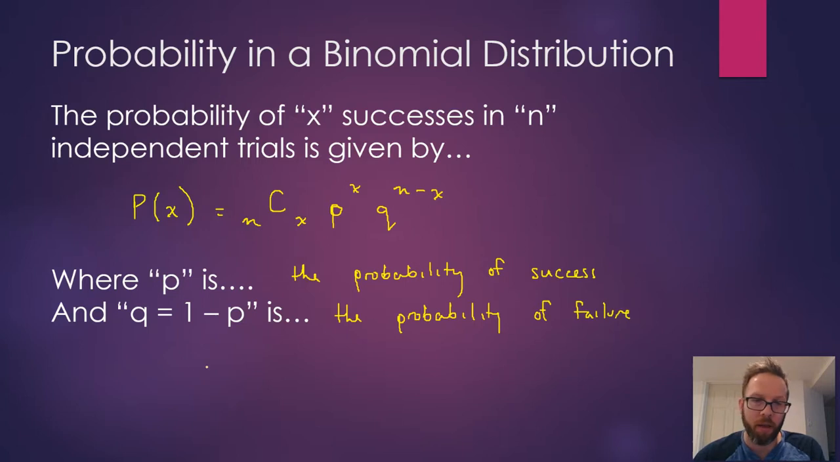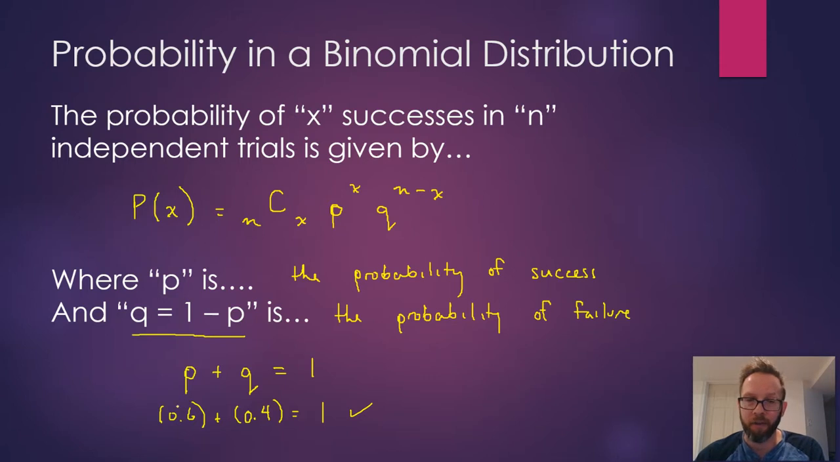So something you might want to get down is, this is always true. P plus Q is always equal to 1 because P is the success probability and Q is the failure probability. Like in the traffic light example, we had 0.6 for green, 0.4 for red, and those add to 1. So that's where this Q equals 1 minus P comes from. If P is the probability of success, the probability of failure would have to be 1 minus that.